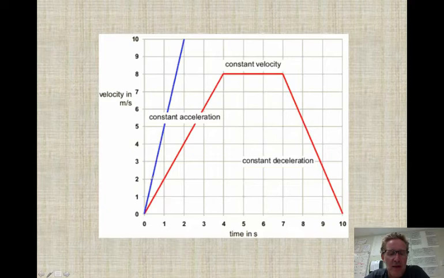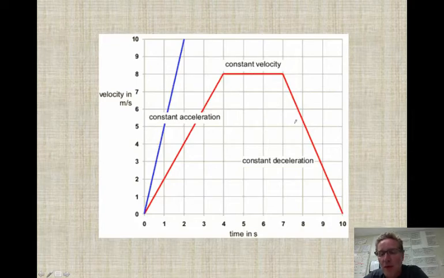So if we have a straight line slope, that would be constant acceleration. And then if we have a straight horizontal line, that would be constant velocity. So as time goes by, the velocity is staying the same. Like in this case at 4 seconds, we were at 8 meters per second, and then at 5 seconds we were still at 8 meters per second. So our acceleration is 0, and that means our velocity is going to be constant.